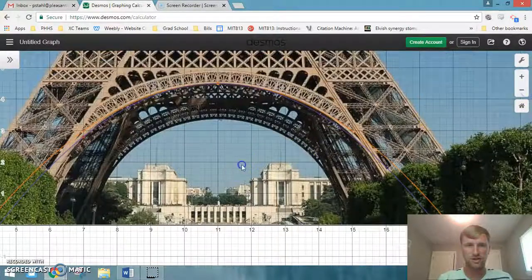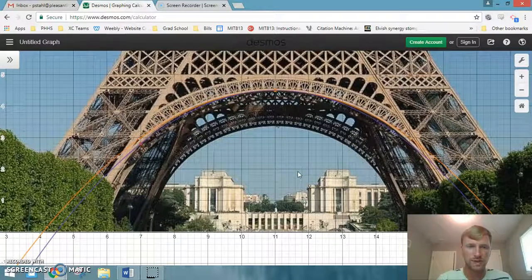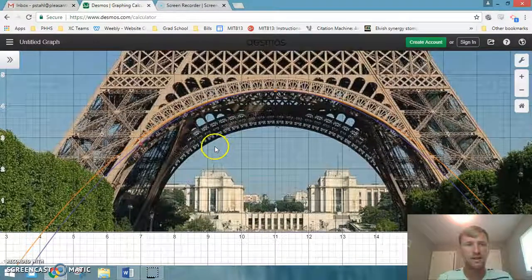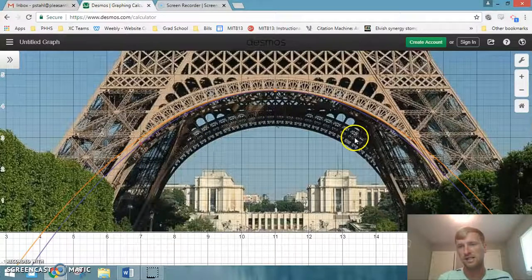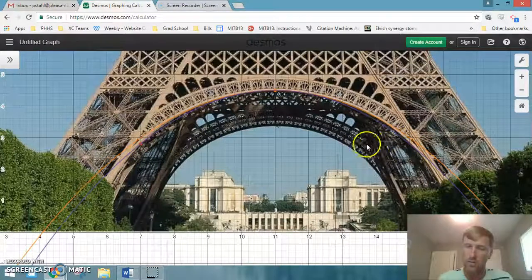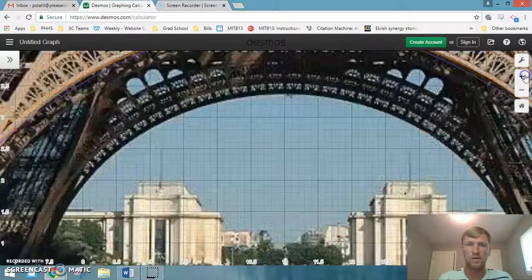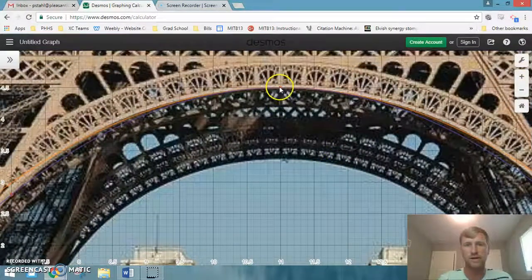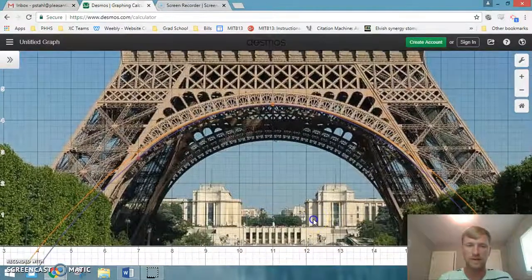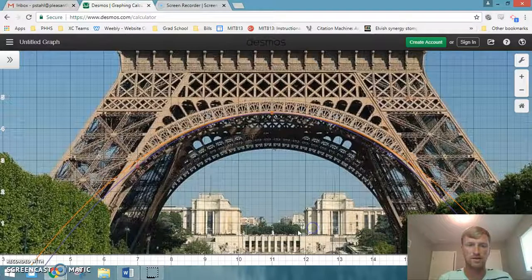In my reflection, I will write a little bit more into detail on this, but I think that either the architecture of the Eiffel Tower isn't truly parabolic, it could be that my vertex is a little bit off by some fractions of a decimal, or it could be the camera angle that the photo is taken from. If the height of the camera was a little bit higher, maybe we could get a better representation of the curve. So that is my analysis of the Parabola project.